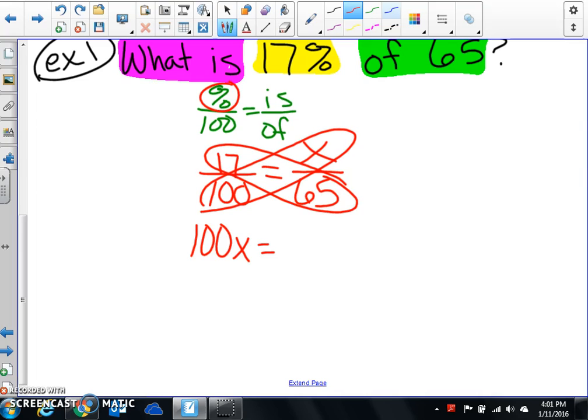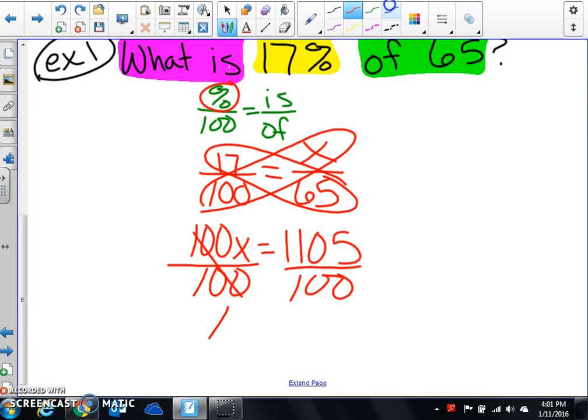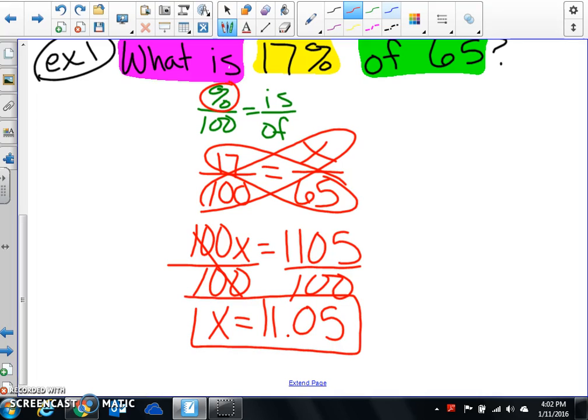All right, 65 times 17 is 1,105. And then I divide both sides by 100, leaving me with 11.05. Okay, and then once again, they were just asking what number, so that is my final answer, 11.05.